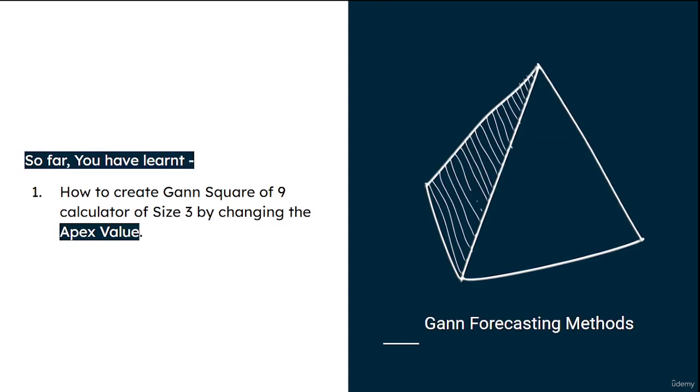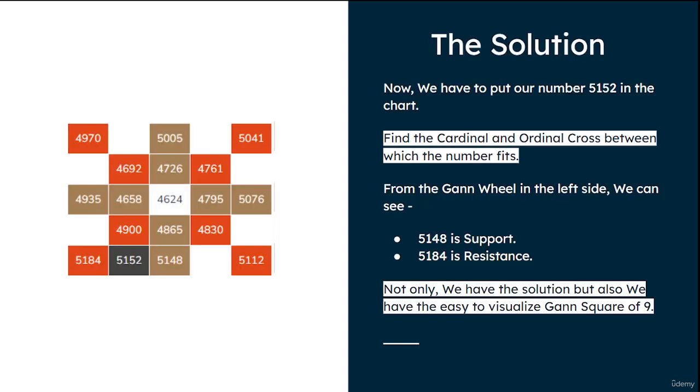So far you have learned how to create a Gann square of 9 calculator of size 3 by changing the apex value. Now see, you can also make it of size 4. In that case, you need to do more calculation and 8 more pivot points. It will look better and more geeky, but it does not make any sense to do that.